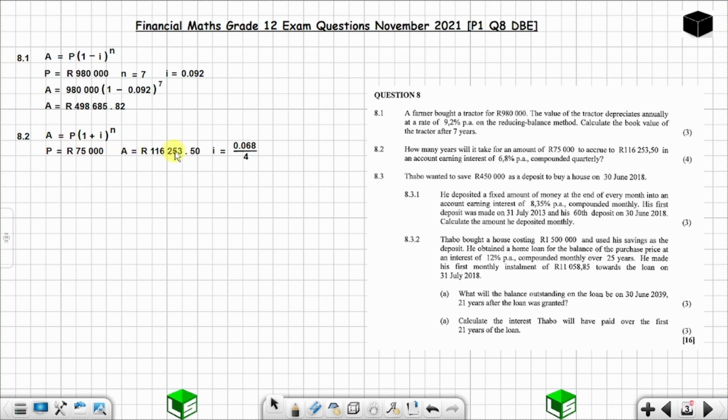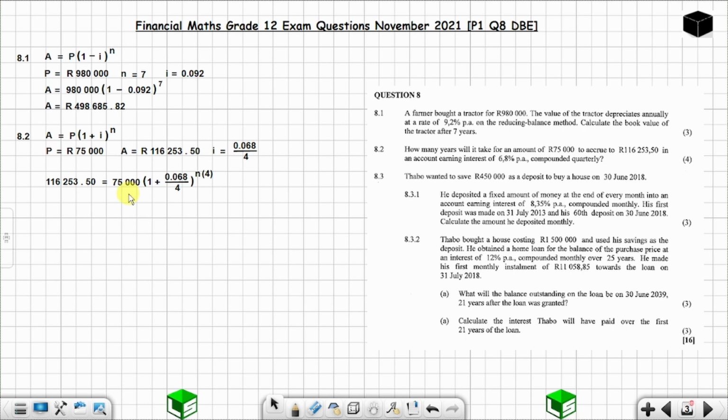Okay, A is equal to P, in bracket you have 1 plus i, this is your i, compounded quarterly. You close your bracket to the power of n. Remember, times 4, because this is compounded quarterly, so n is multiplied by 4. Or you can leave n without multiplying it by 4, but remember, in the end, you are going to divide your final answer by 4. Okay, now let's carry on.